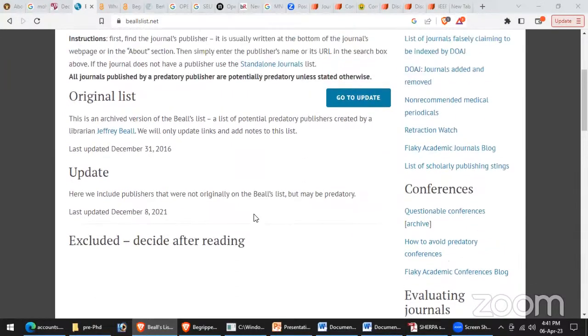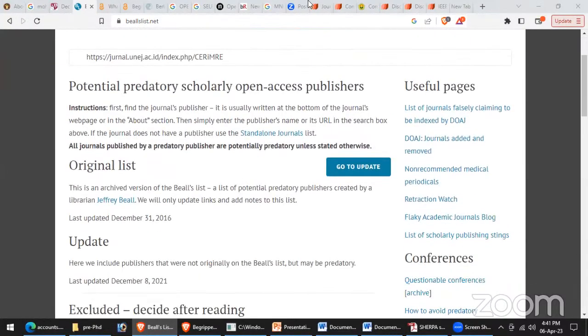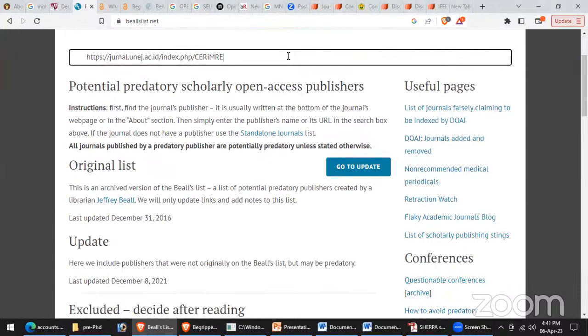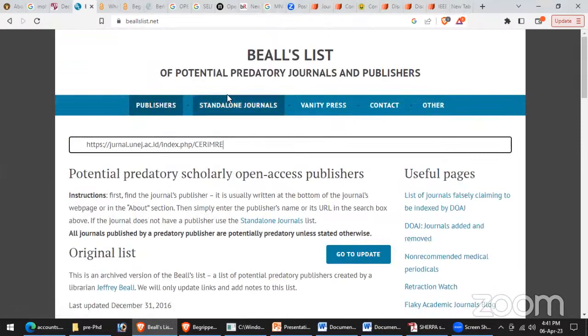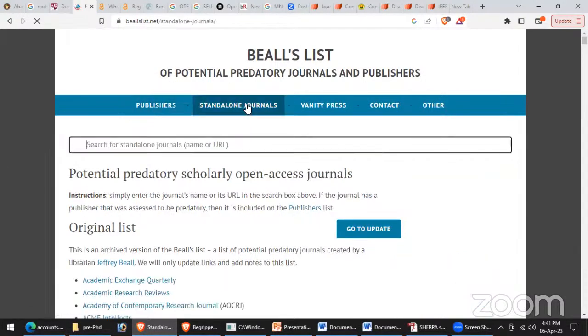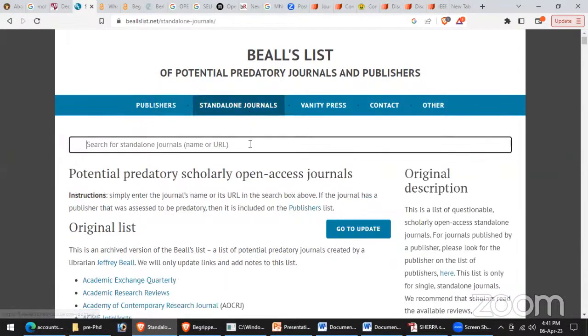I could not find that journal. Getting it? I could not find the information of that journal anywhere, so it is an original one. Clear, everyone? This is how you will check open access.